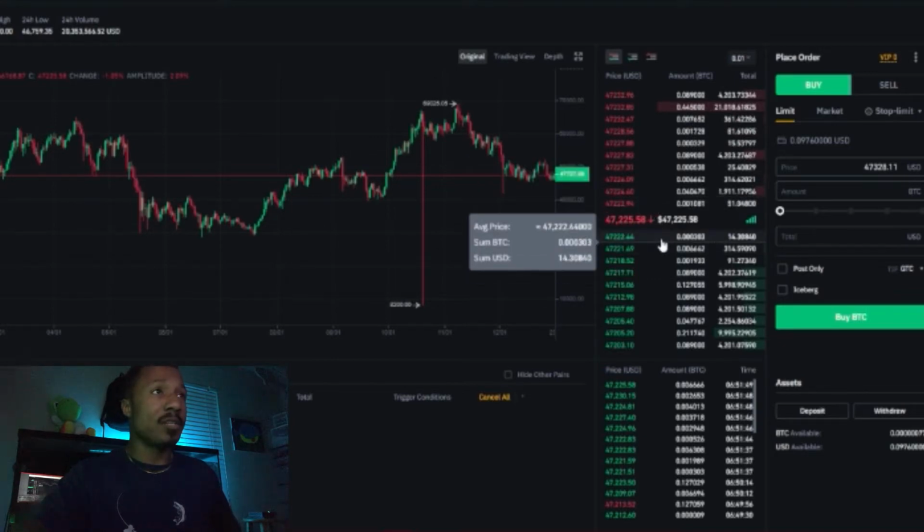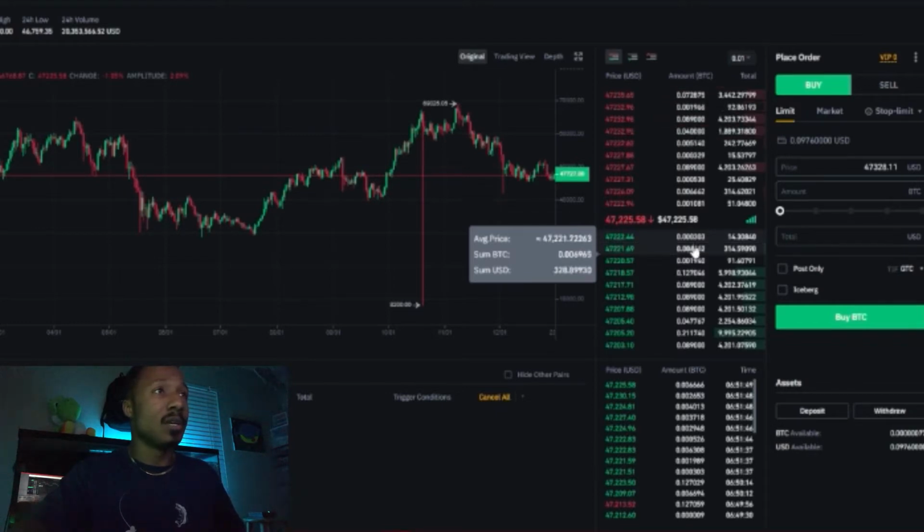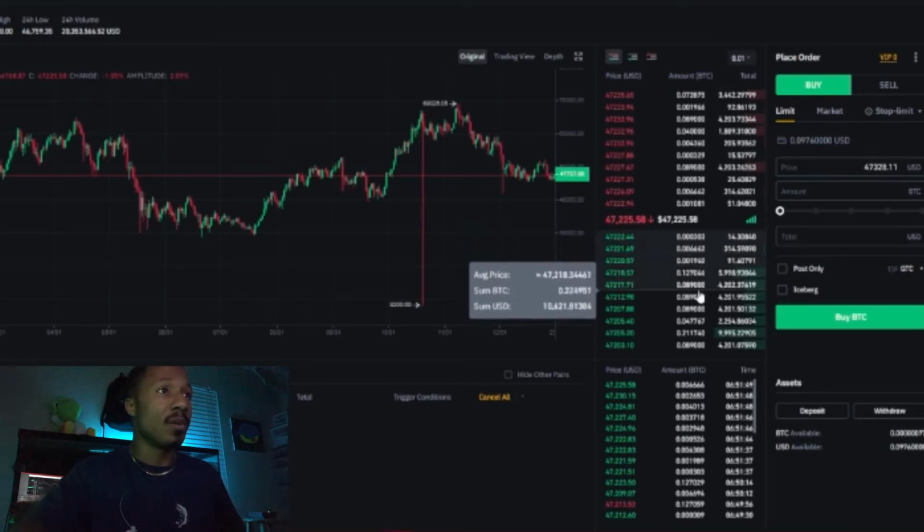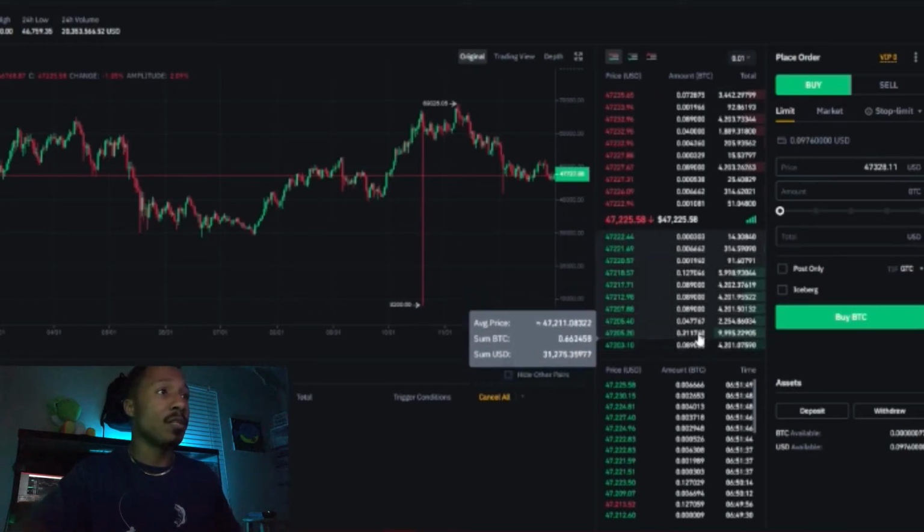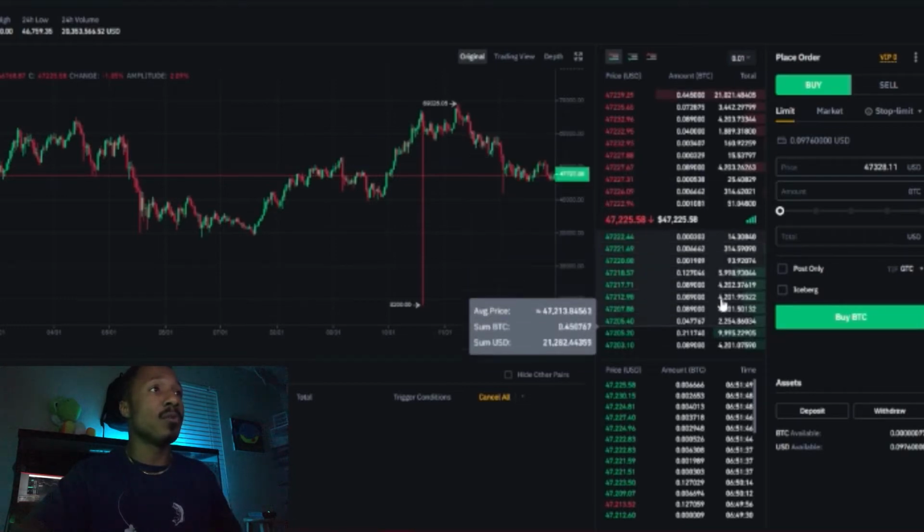So as you can see right here, we have a sum of 0.00003 Bitcoin and a sum of $14.30. Let's see here. We also have other orders here. As you can see, we have one that's a little bit more money, which is a sum of 0.66 Bitcoin for $31,000. So that's how we read that here.